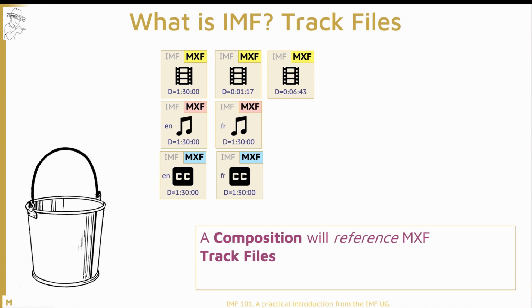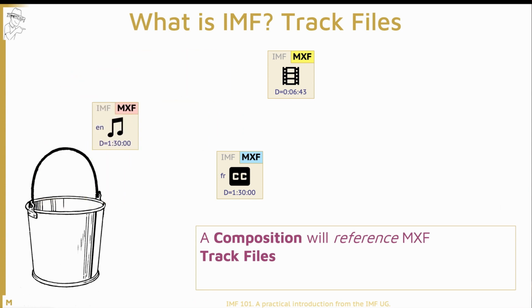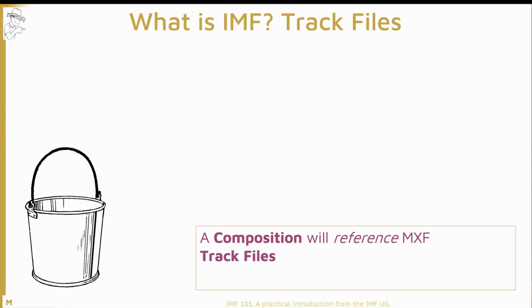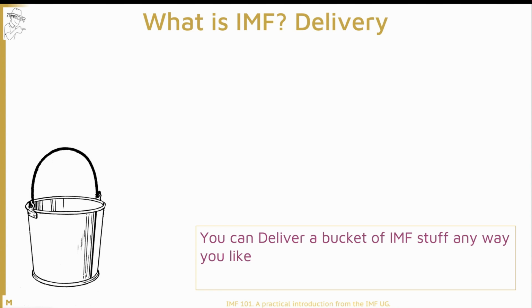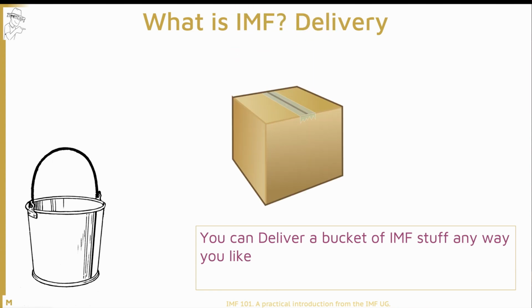So now we've got a bucket of stuff that represents lots of versions of our program. Now I need to deliver it to someone. So to deliver it, we put it in a package. There we go, we put my bucket in my package. But we need to know what's in that package, because IMF wants to be secure. So we need a packing list, which is just a list of the stuff that you put in your package.